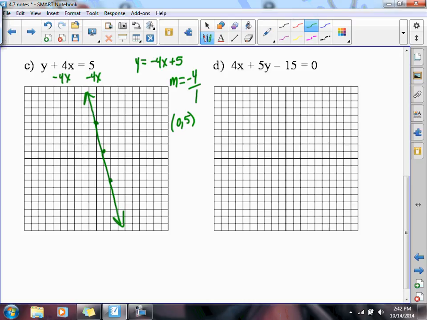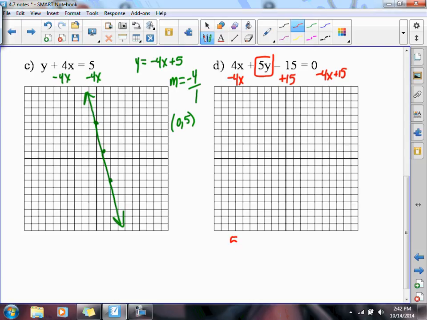And then in part D, wow, this equation looks really intense. We still have to get the y by itself, though. So there's a couple different ways we could approach this. I like to leave the y where it is and get rid of everything else. And to get rid of this 4x, I'm going to have to subtract it over to the other side. And to get rid of this minus 15, I'm going to have to add it over to the other side. So we can do that in 2 steps, or we can do that in 1 step.